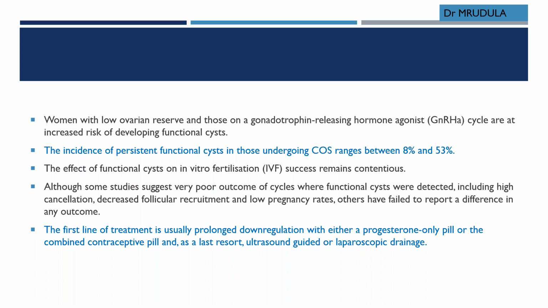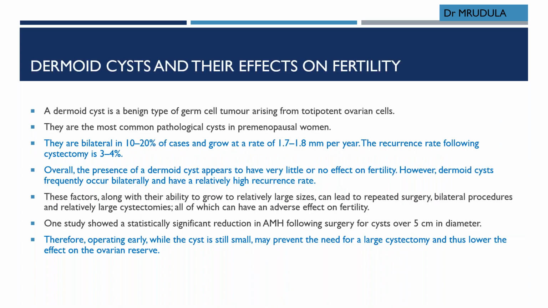But if the cysts are present during ART, the first line of treatment is usually prolonged downregulation with either the progesterone only pill or combined OCPs. And as a last resort, you can go for either ultrasound or laparoscopy guided drainage. So functional cysts usually don't have any effect on fertility, but they occur more commonly in infertile patients. Now coming to the dermoid cyst.